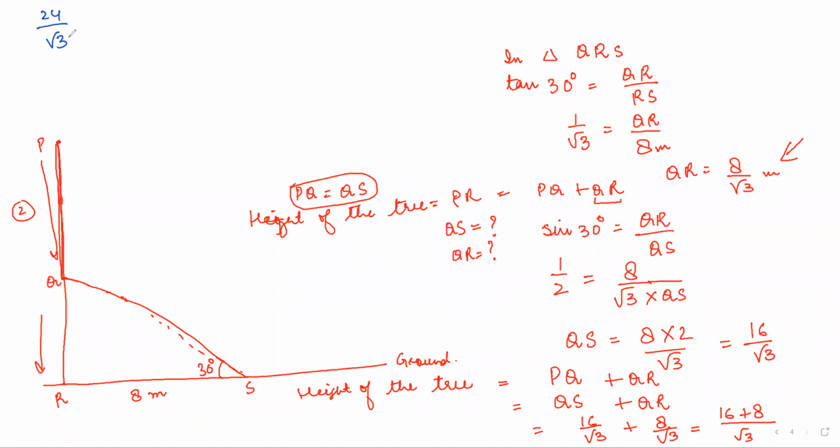Whenever you have under root 3 in the denominator, please make sure you rationalize it. Don't leave the answer here. So this is 24 by under root 3, and you multiply by under root 3 into under root 3. So you get 24 under root 3 divided by 3. And 3 into 8 is 24. So you get 8 under root 3.